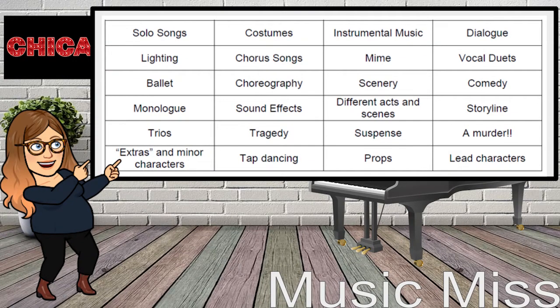So a chorus song is when everybody that you can see on stage joins into a song. And it's got to be quite a few people, not just one or two people, because that is a different type of song. That could be a solo or it could be a duet.